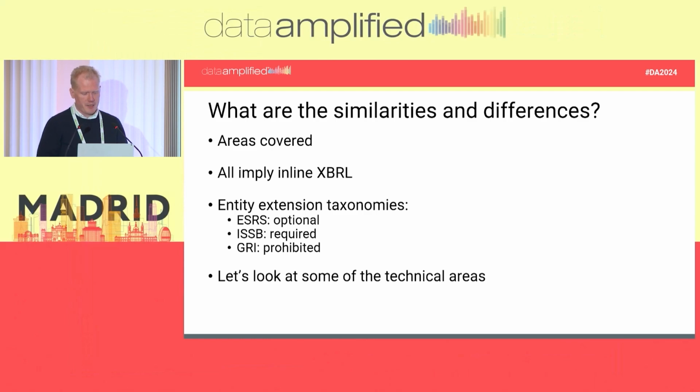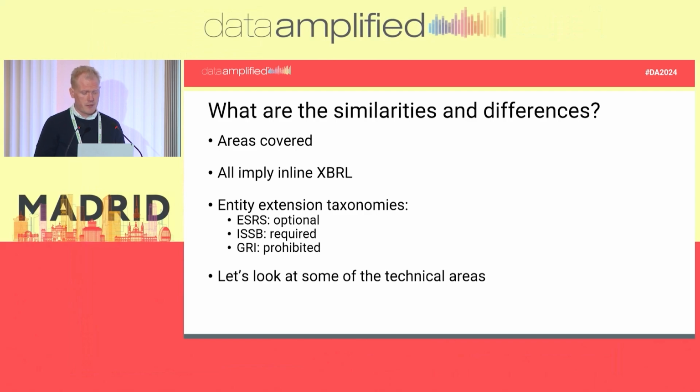As regards entity extension taxonomies, there are slightly different approaches between the three. ESRS has been designed with the view that an entity extension taxonomy, it's a real mouthful, should be optional. Existing ESEF filers already have an entity extension taxonomy to do their ESEF financial accounts, and they will likely incorporate the ESRS reporting into that. But we will have to wait for the RTS from ESMA to see what that means.